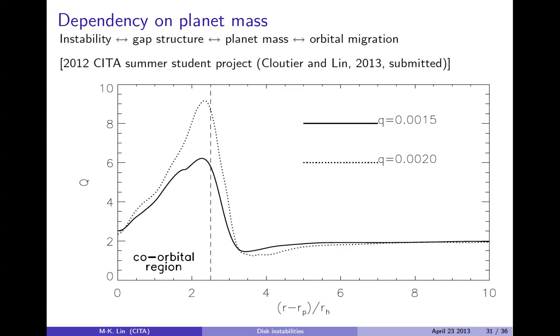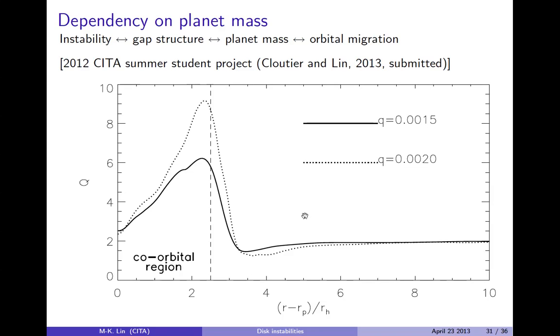So we recently looked at the effect of planet mass on this instability. This is a project done with a summer student last year, Ryan Clute here, recently submitted. The effect of planet mass on this instability, and therefore migration, is not obvious for the following reason. Here's a plot of the gap profile in terms of the Toomre parameter Q.